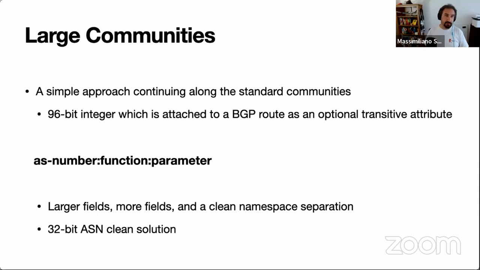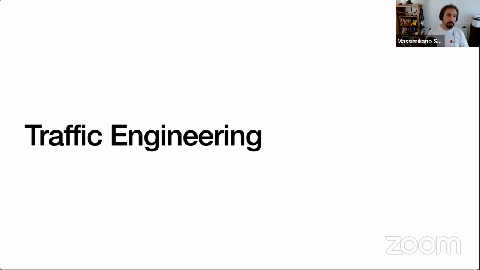Route servers at internet exchanges do the same. So you can say, please, route server, do not propagate this prefix to this specific ASN, or do not propagate this to anyone, or prepend it before you propagate to everyone, and so on. So communities are really functional and really simple to use in many contexts.